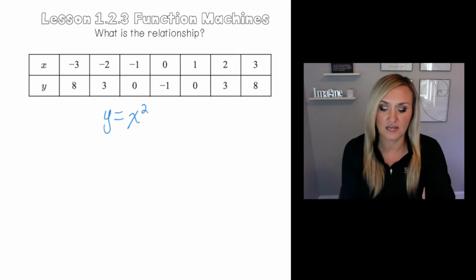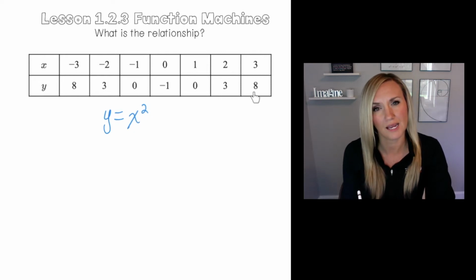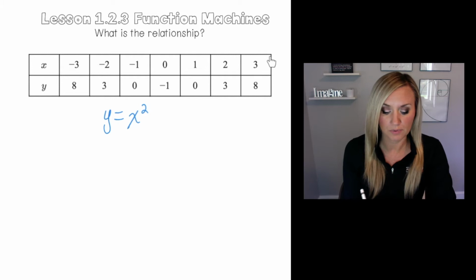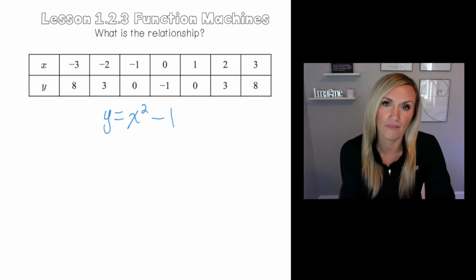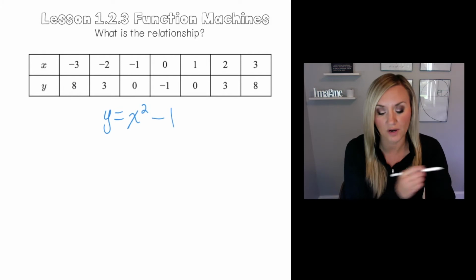Then we have to ask ourselves, because these are the x's, if I take a 3 and plug it in for x, I get 3 squared. And 3 squared is 3 times 3, which is 9, but I didn't get 9. I got 8. So when I plug in 3, I need to get to 8. Couldn't we just say it's subtracting by 1 then? And if that works, make sure that it works for every single one.